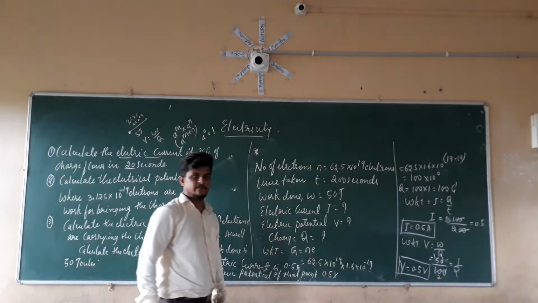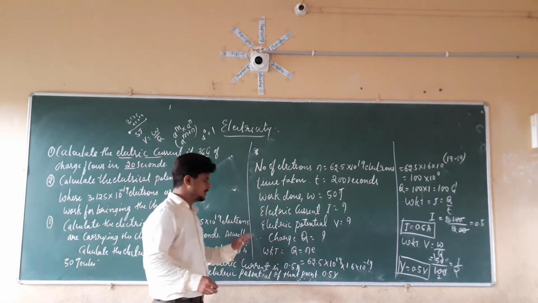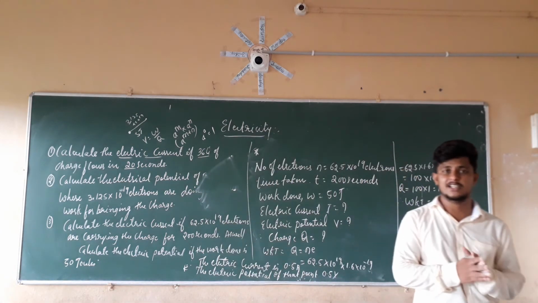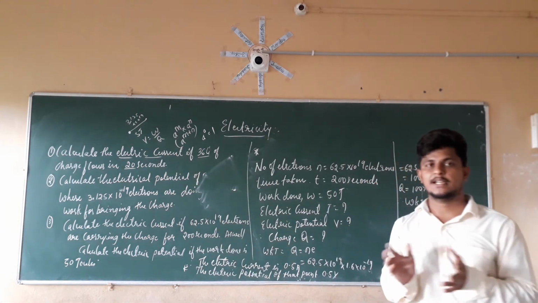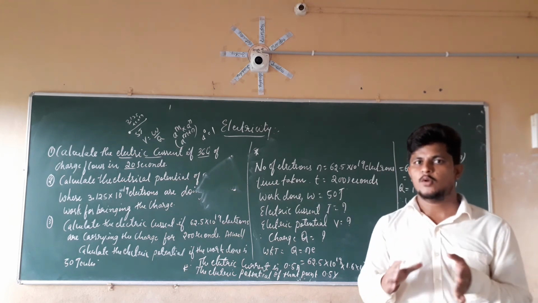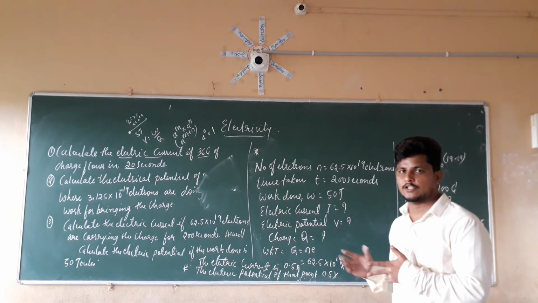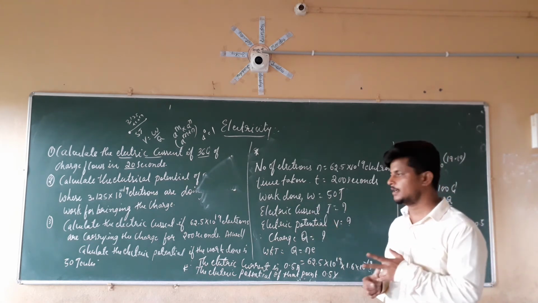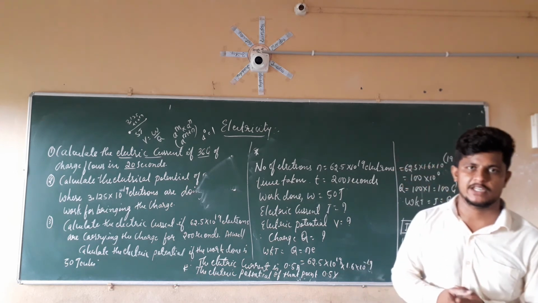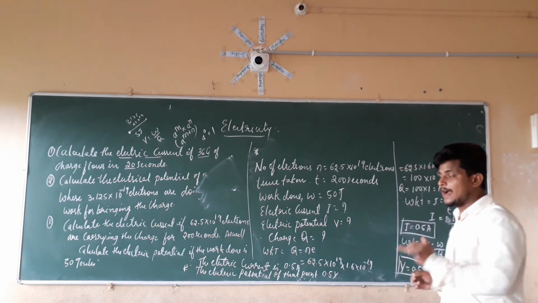Also equal to 0.5 volts. So this is the answer for the third question. I hope this is clear, everything about electric potential, electric current, and potential difference, and how to calculate all those values by using the formulas: I equals Q by T, V equals W by Q, and Q equals N into E. So you may ask one question here.